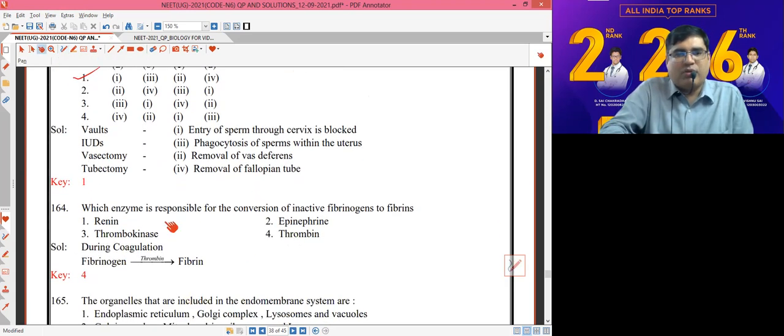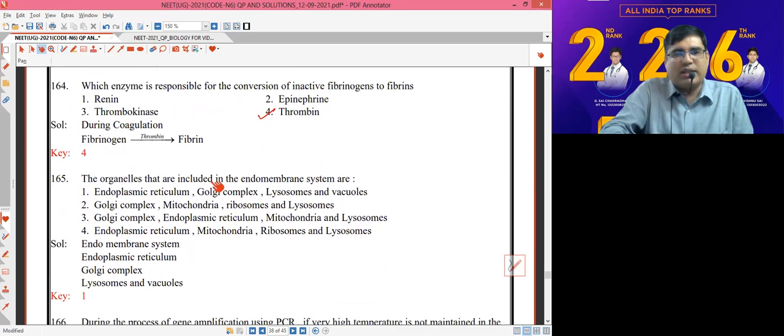Here we go. Which enzyme is responsible for conversion of inactive fibrinogen to fibrin? Of course, thrombin, that plays a major role by the time of blood clotting. Here we go. The organelles that are included in the endomembrane system are, of course, purely NCERT baseline only. The endomembrane system includes endoplasmic reticulum, Golgi complex, lysosomes, and vacuoles.